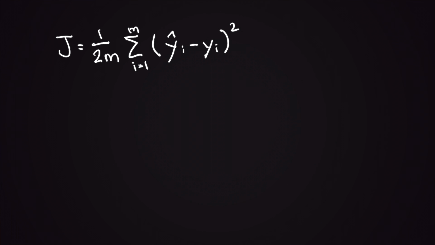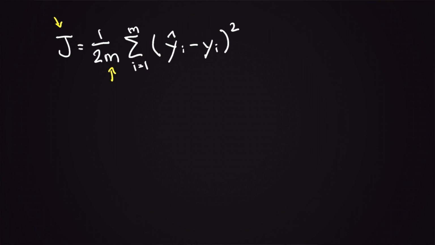Let's write down a common cost function for linear regression. J is equal to 1 over 2m times the sum from i equals 1 to m of (y hat sub i minus y sub i) squared. So let's break down this formula. J is just the common notation for representing the cost function. M is the number of training examples that we have. It's the number of data points that we have.